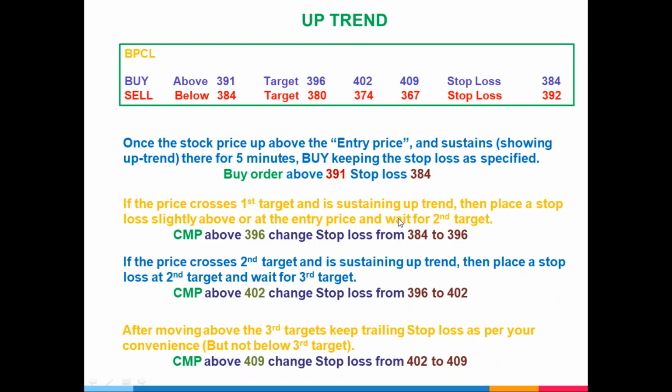So once it has moved close to 404, 405 levels, then I will move to 402. And after moving above the third target, above 409, I will change my stop loss.